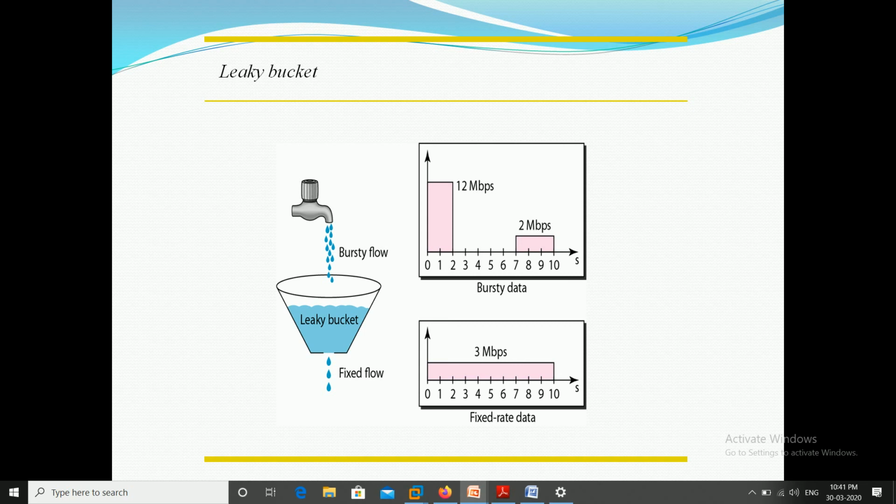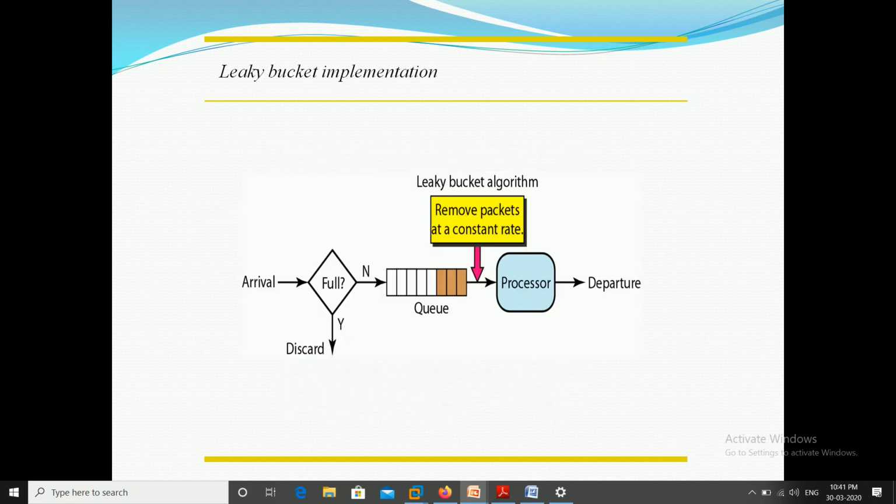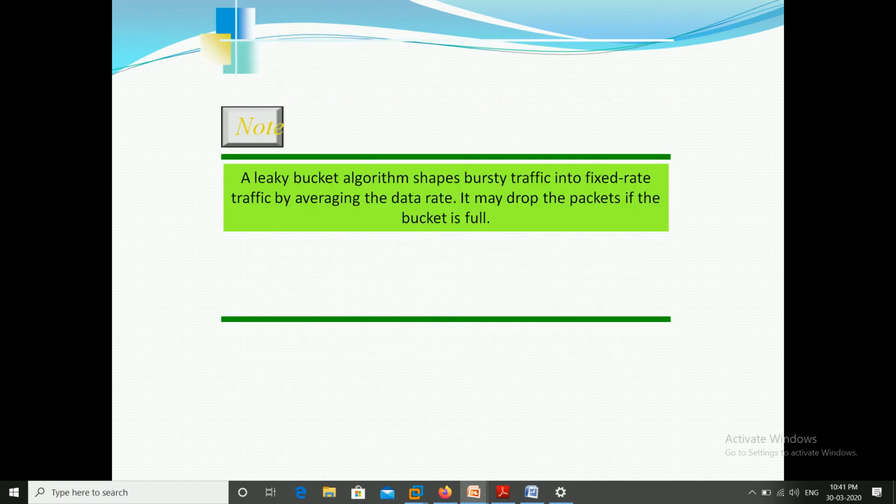If there is more water than the bucket can hold, there is overflow. If there is more data than the queue, it is going to be discarded. The output or removal of a packet from the queue is at a constant rate. Now, the leaky bucket algorithm shapes bursty traffic into a fixed rate by averaging the data rate. It may drop packets if the bucket is full. I think we have already discussed it.